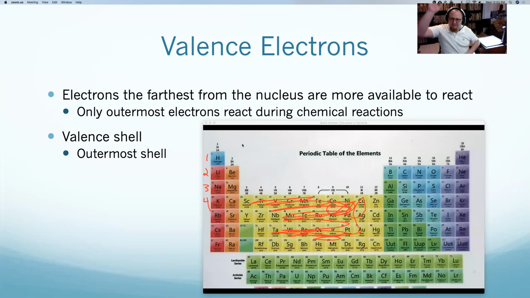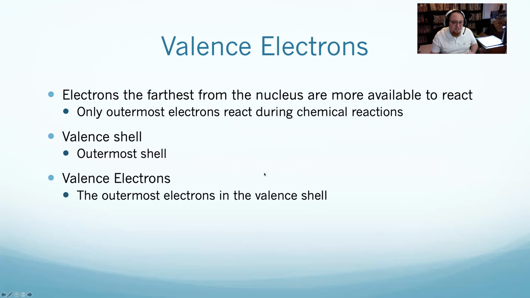Going back, we can excite electrons, they relax, we get photons, that whole thing from last chapter. But in the ground state, hydrogen and helium have their outermost electrons in the first energy level. Lithium, beryllium, boron, carbon, and so on, are in the second energy level. Sodium, magnesium, aluminum, and so on, are in the third energy level. Which energy level has the outermost electrons is called the valence shell. And the electrons in the valence shell are called the valence electrons.